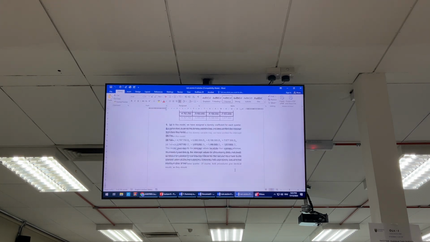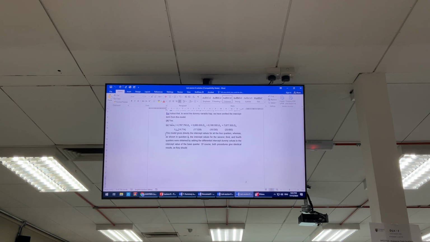So in terms of comparison, as I put here, we provide a direct intercept value for each of the quarters. We said from the previous question number 5, the intercept values for the second, third, and fourth quarter are obtained by adding the differential intercept. So of course, both procedures give identical results, as they show.